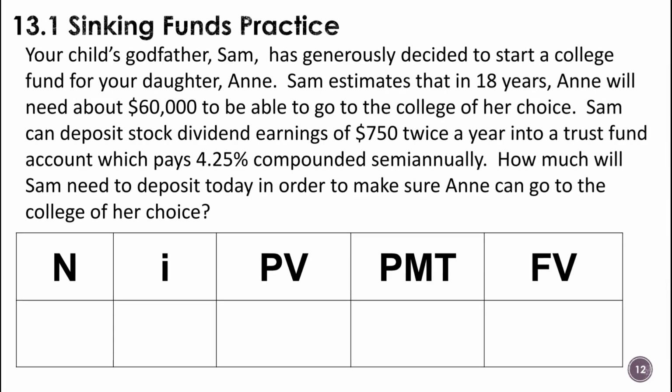Okay, on the next one. Your child's godfather Sam has generously decided to start a college fund for your daughter Anne. Sam estimates that in 18 years Anne will need about $60,000 to be able to go to the college of her choice. Sam can deposit stock dividend earnings of $750 twice a year into a trust fund account which pays 4.25% annually, compounded semi-annually.